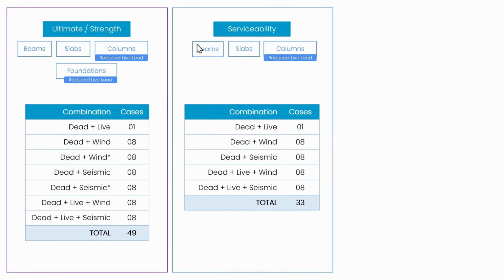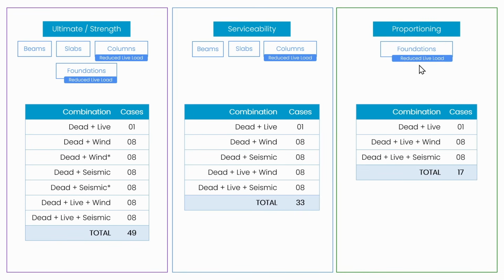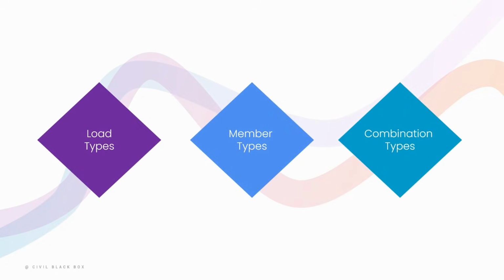For the serviceability, we were working just with the superstructure, that is the beams, columns, and slabs. We got 33 cases. And finally, for the proportioning part, just for the foundations, we got 17 cases. So whenever working with load combinations, always keep in mind these three concepts: the load types, the member types, and the combination types. And I've shown you quite in detail what each of these types means when it comes to load combinations. So that was all about load combinations. Again, remember the load types, the member types, and the combination types, and how they are interlinked together.